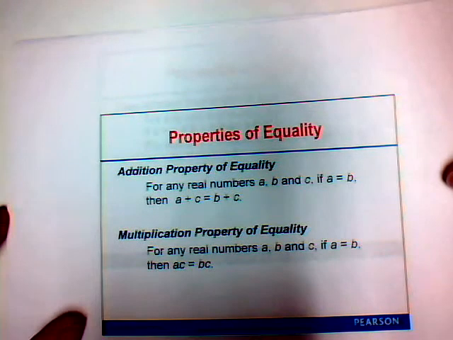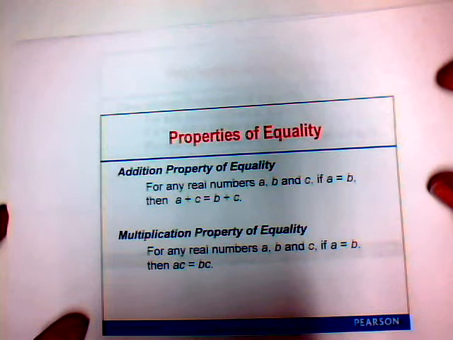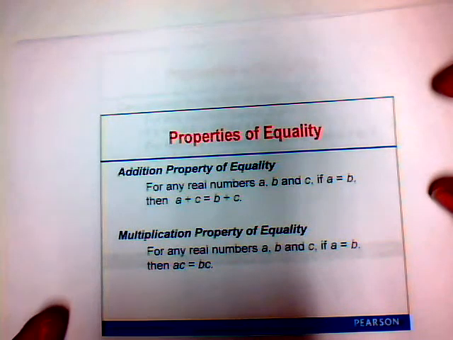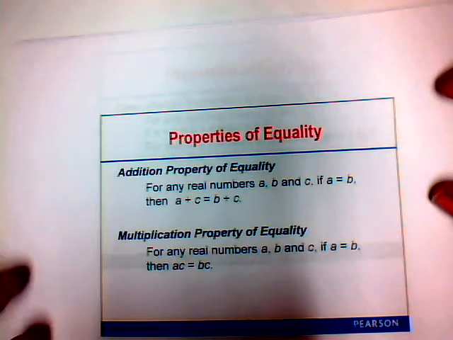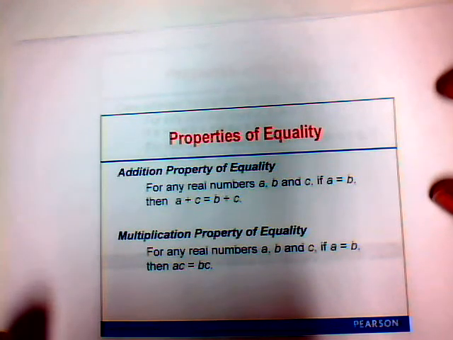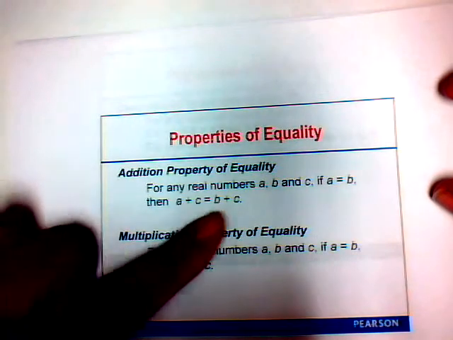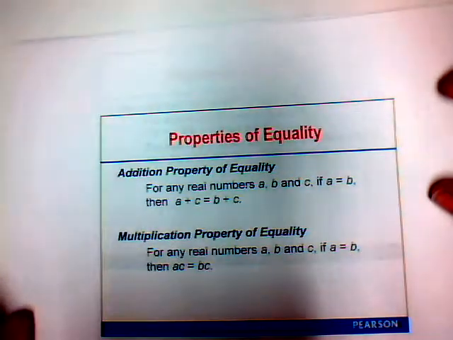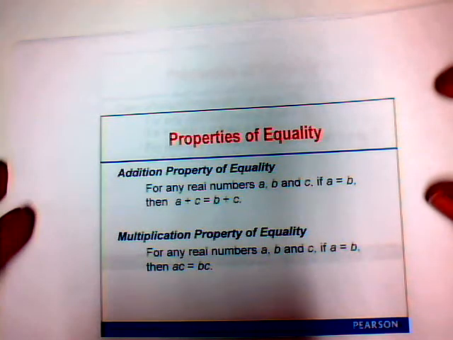One of them is the addition property of equality, and that is for any real numbers a, b, and c, if a is equal to b, then a plus c is equal to b plus c. In other words, if a is equal to b, the left side and the right side are equal, then I can add the same non-zero number to both sides of the equation, and I will get a true equality.